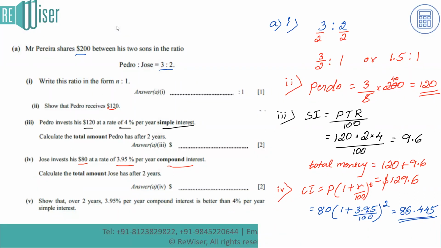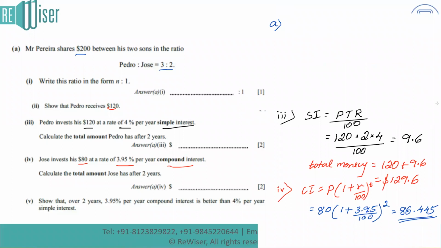And show that over 2 years, 3.95% per year compound interest is better than 4% per year simple interest. So in order to do that, we need to compare what is the interest that they have earned, and how much they have earned.